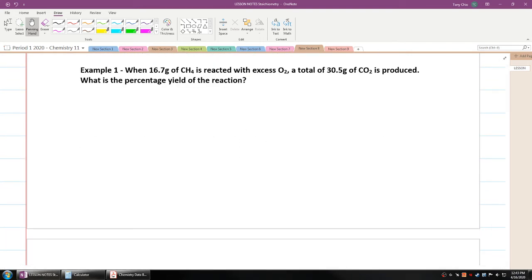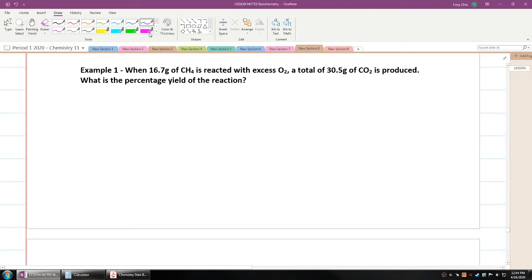Let's look at the first example here. The first example is asking, when 16.7 grams of CH4 reacts with excess O2, well, if it right away says excess O2, that means CH4 is your limiting reagent right away. So you don't have to worry about limiting and excess reagents. A total of 30.5 grams of CO2 is produced.